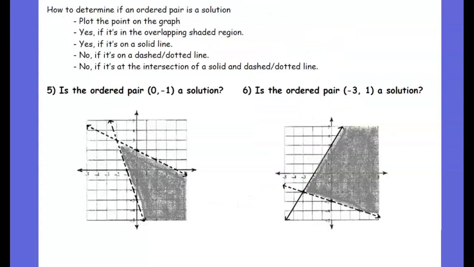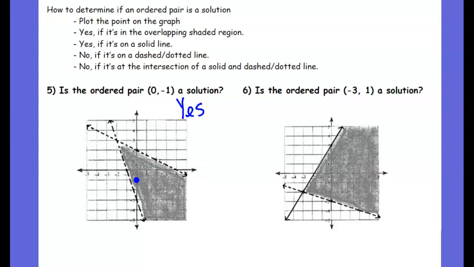All right, so now let's look at some graphs. Here we have a graph, number 5, that shows the solution, the double shaded area. It's just kind of pulled out. We want to see if the ordered pair (0, -1) is a solution. So how to determine if it's a solution? You first plot the point on the graph. So I'm going to go to (0, -1). There's my point. Is it in the overlapping shaded region? Yes, it is. So we know it's a solution.